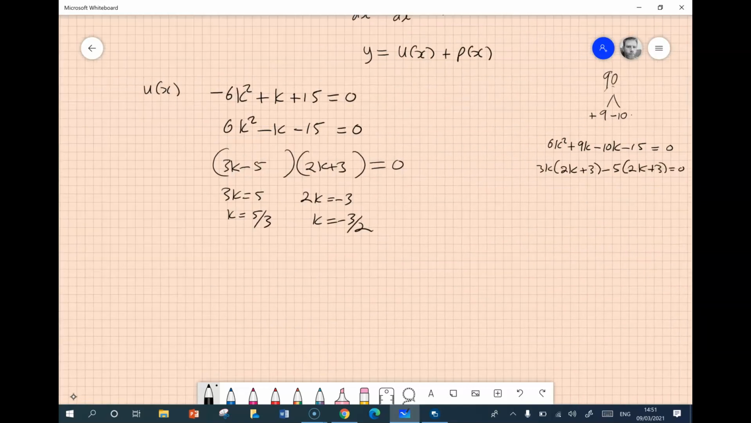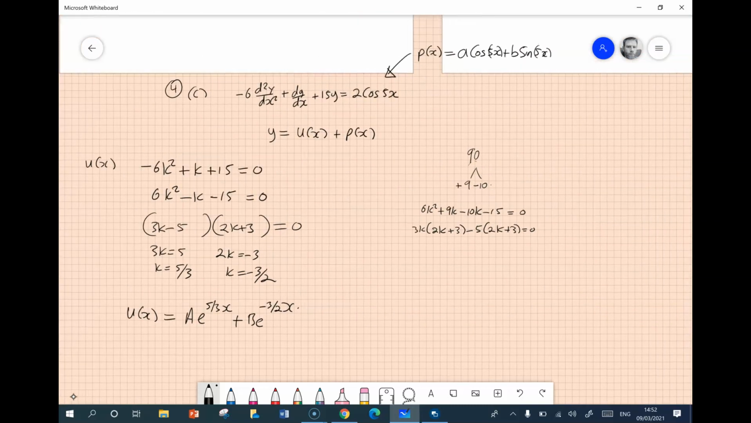Now we create our standard solution to the homogeneous equation, and we're going to call that u of x. So it's going to be a e to the power of k1 x, which is 5/3 x, plus b e to the power of minus 3 over 2 x. Okay, that's u of x done, so now we need to look for our p of x. Now the right hand side is trigonometric, so we're going to let our p of x be equal to a cos plus b sine, but we've got a 5x there, so p of x is equal to a cos 5x plus b sine 5x.